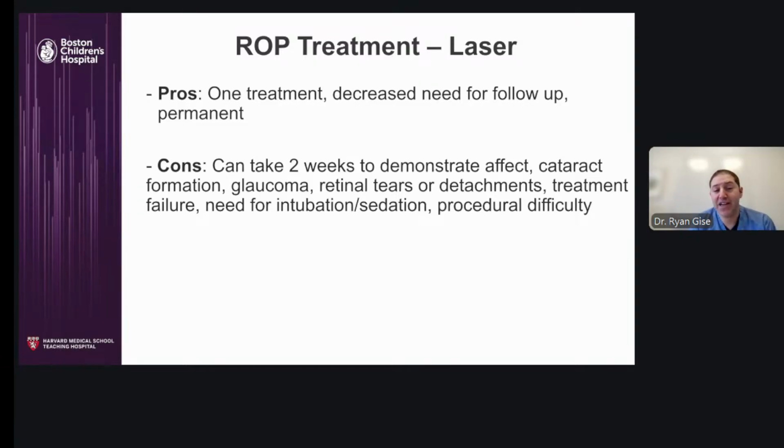The cons being that it can take 2 weeks to demonstrate effect. You can have cataract formation, glaucoma, anterior segment ischemia, retinal tears or detachments, and treatment failures. So not all centers do this. At Children's, we tend to intubate and sedate these babies, and it's a fairly difficult procedure, especially in situations like in the past slide where it was in zone 1 and there was very active ROP to cover the entire retina. But it can become very important because it cuts down on the need for follow-up. And obviously we want the babies to be as safe as possible, even if we can't see them.